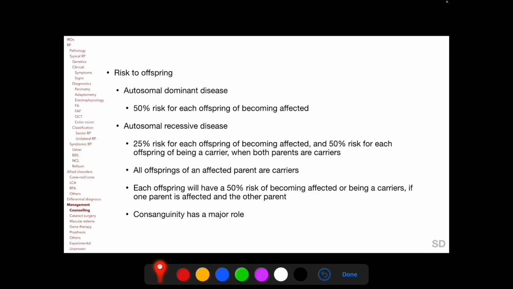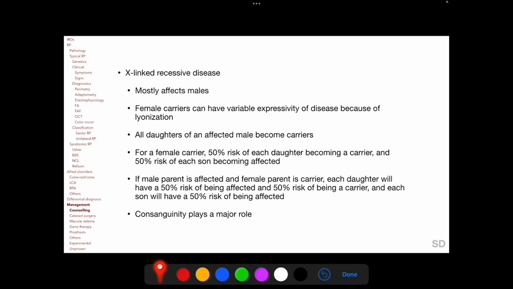for each offspring of being a carrier when both parents are carriers of the mutation, and all offspring of an affected parent become carriers, and so consanguinity has a major role in autosomal recessive mode of inheritance. X-linked recessive disease mostly affects males, but female carriers can have variable expressivity of the disease because of lyonization, which is random inactivation of an X chromosome in female cells.